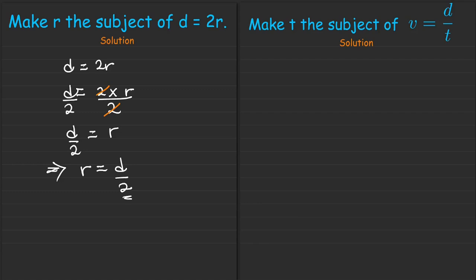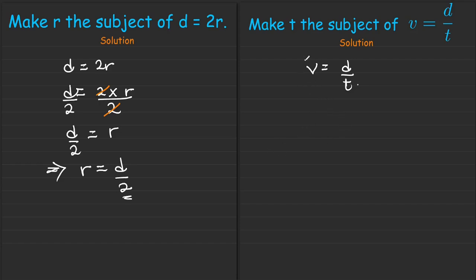There's another example, and let's look at how we can go about it. It says we have to make T the subject of V is equal to D over T. Now this time around, our T is a denominator. So how do we make T the subject? Anytime you have an equation that involves a fraction in this form, you have to make it linear. By making it linear, I simply mean you multiply each and every term by the LCM of the denominators.